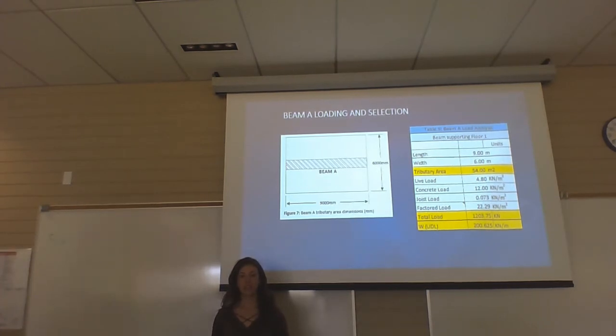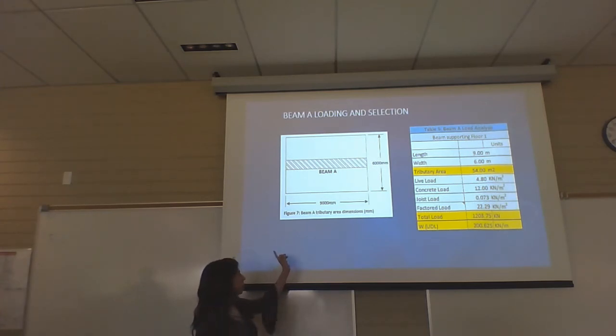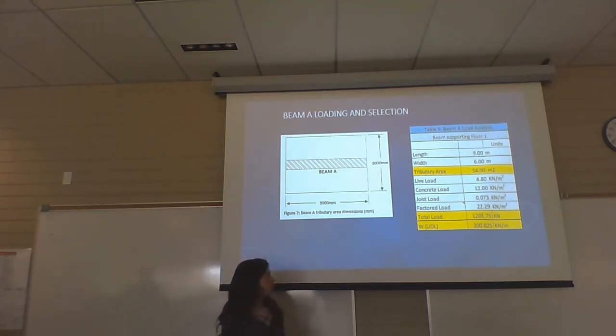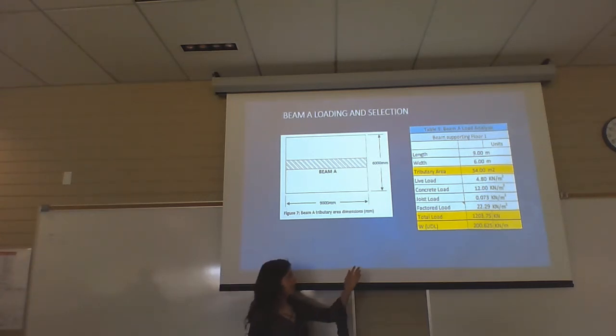Next, we analyzed the beam that was holding the most load, or had the greatest tributary area. It was beam A, which has an unsupported length of 9 meters. So the tributary area was 54, and once we accounted for all the load, which is only for the floor that it's holding, because it doesn't support every floor above it, the live load and concrete joist are factored, and that gave us the total load. If you multiply the total load by the length of the beam, that gives you a UDL on the beam.